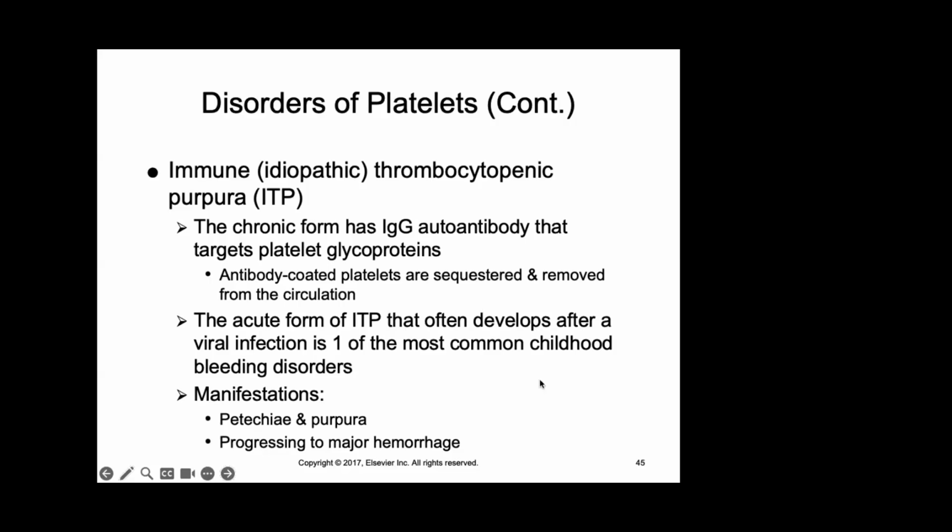Remember that petechiae are ruptured capillaries that you can see in the sclera of the eye, under the fingernails, and under the skin. Purpura is basically internal bleeding.